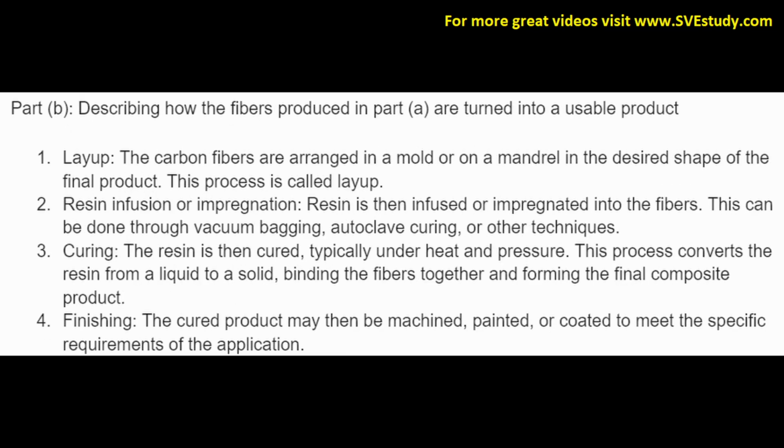B. How the fibers produced in Part A are turned into a usable product. 1. Layup. The carbon fibers are arranged in a mold or on a mandrel in the desired shape of the final product. This process is called layup.